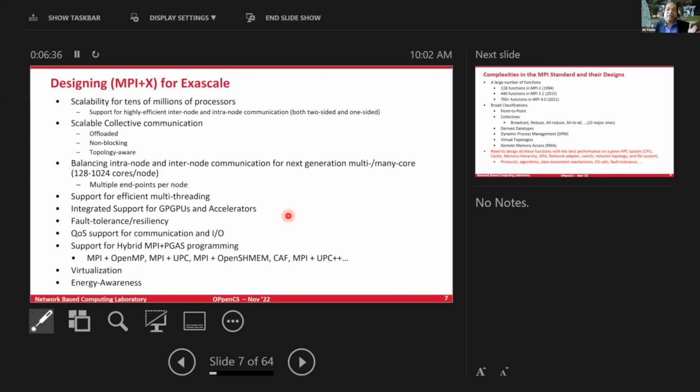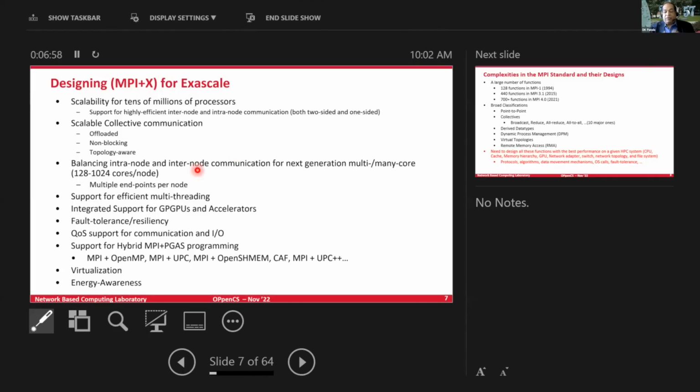Now, if you take a look at these exascale systems, as I talked about, purely from an HPC perspective, MPI has been a dominant programming model. But as multi-cores and multi-GPUs are coming, people have been exploring MPI plus X. X can be a simple OpenMP, or it can be OpenACC.